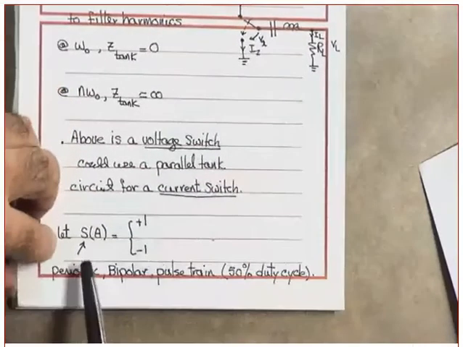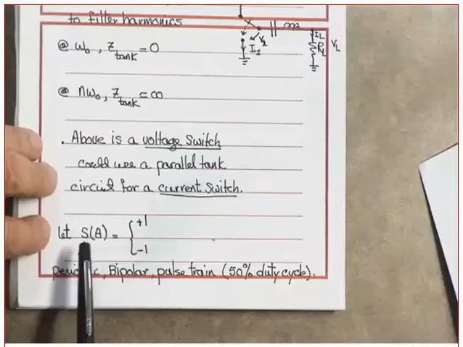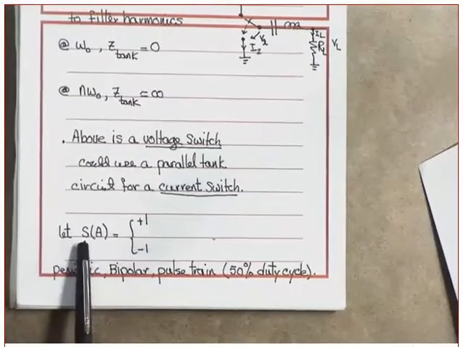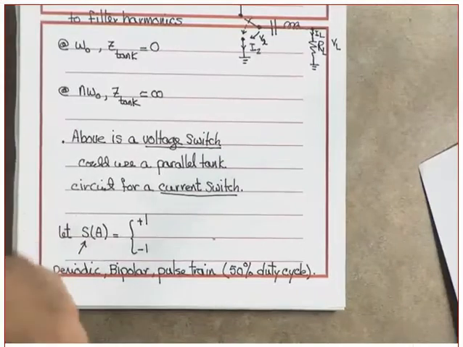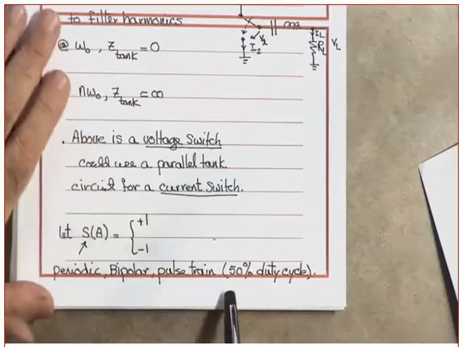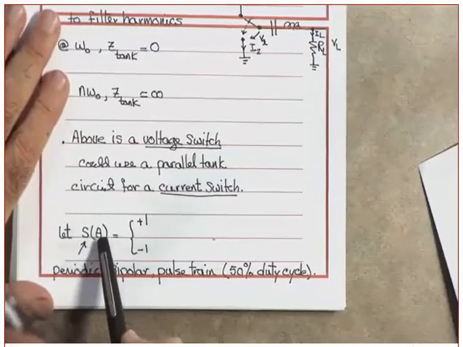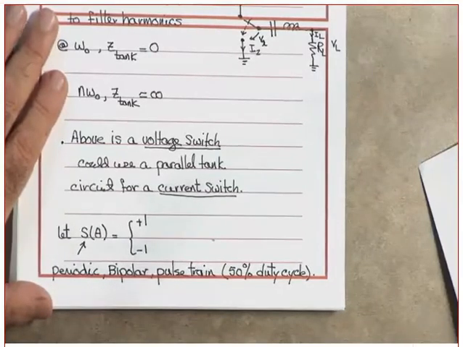Now, I want you first of all to define a function. What is it? S of theta. S stands for switch. I want you to think about this as a periodic pulse, bipolar. Bipolar means plus or minus one. Yes? With 50% duty cycle. So S of theta is equal to 1 or minus 1. 50% duty cycle.